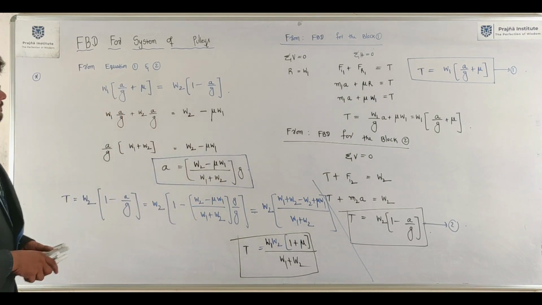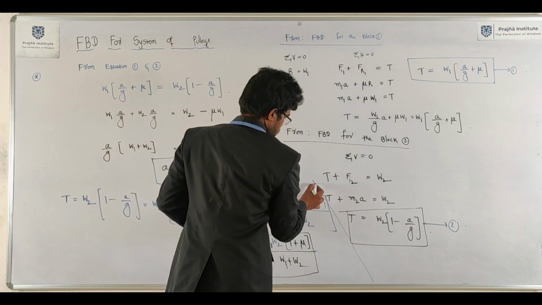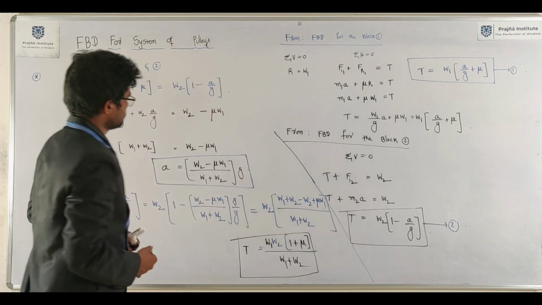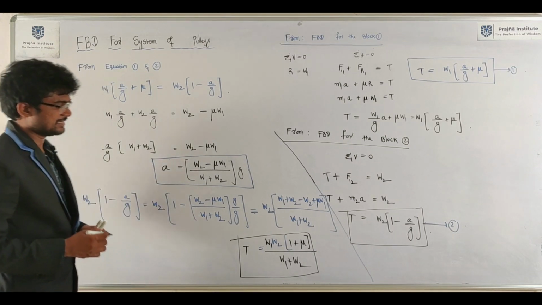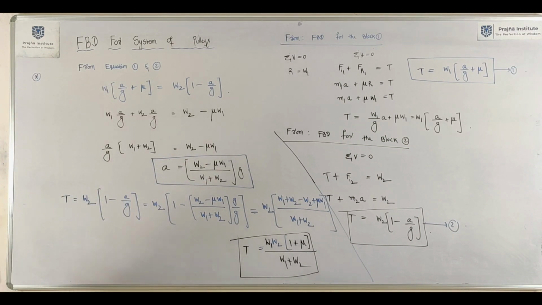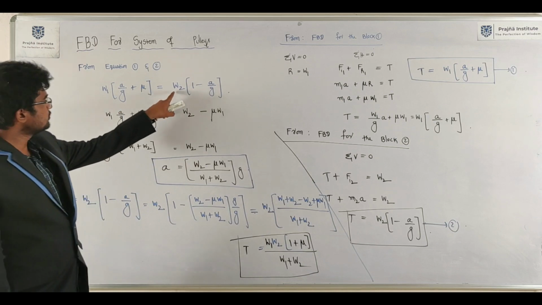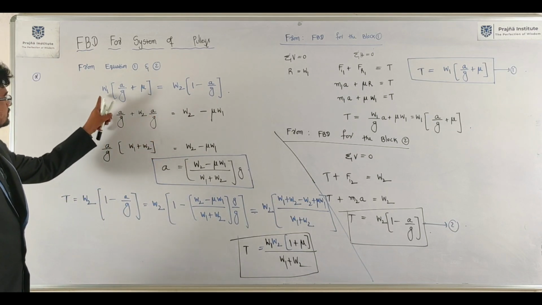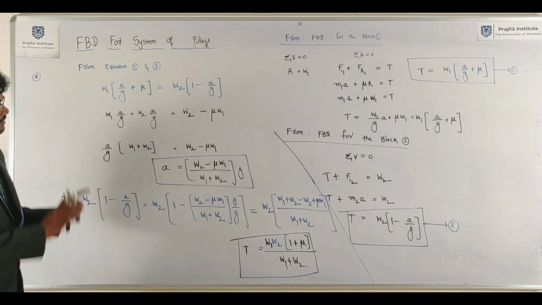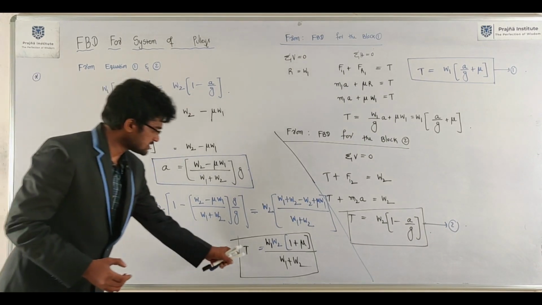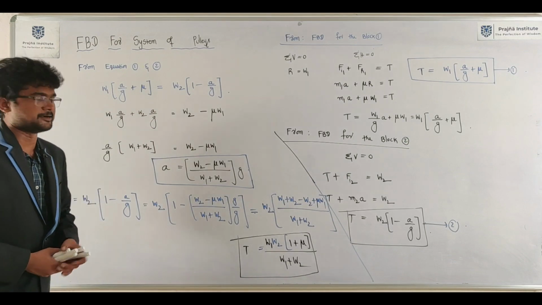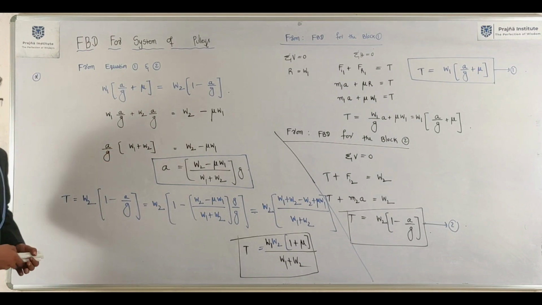Okay, so this is all about it. This is just one good problem. Finally, you got one beautiful expression for acceleration and tension. Clear? Acceleration is W2 minus mu W1 by W1 plus W2 into G. This is the expression for acceleration of the blocks, and this is the expression for tension in the string. Next.